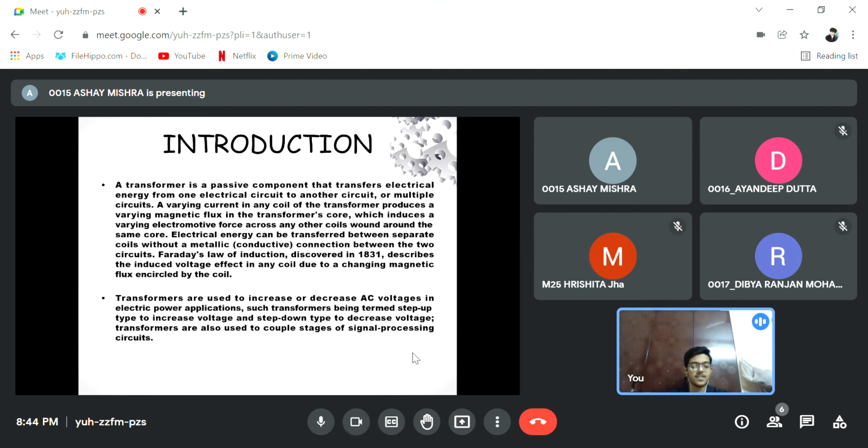Now, let's have a general idea of its working. A varying component of current in any coil of a transformer produces a varying magnetic flux in the transformer's core, which induces an electromotive force across any other coil wound around the same core.